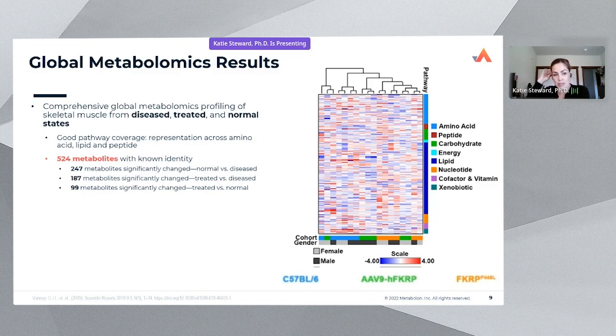There were 524 metabolites that were identified in their study, and there were 247 that were significantly different between the control and the FKRP disease mice. There were 187 metabolites that were significantly different between the AAV-treated mice and the FKRP mice. And then there were 99 metabolites that were significantly different between the AAV and the control mice.